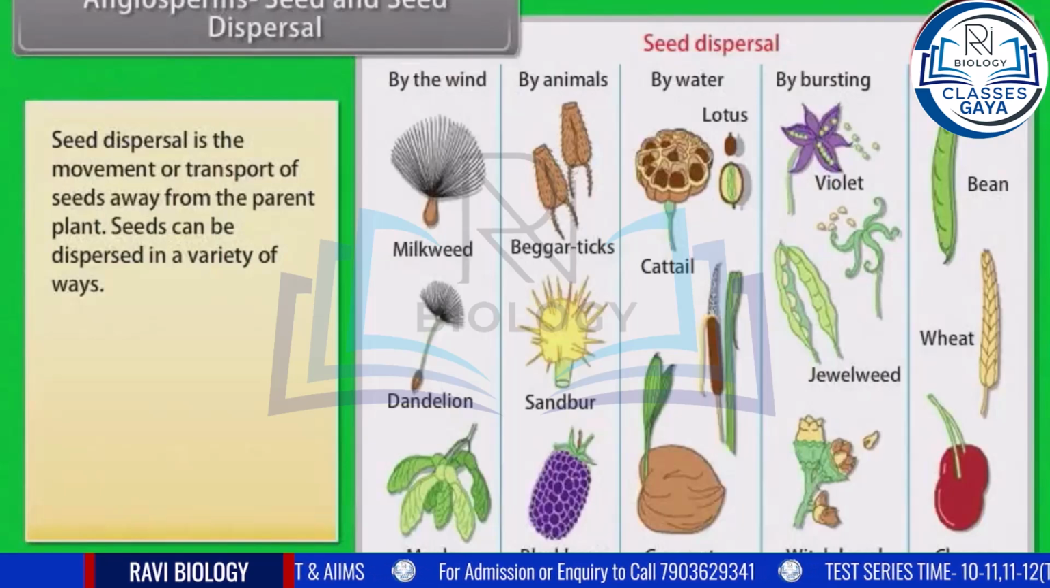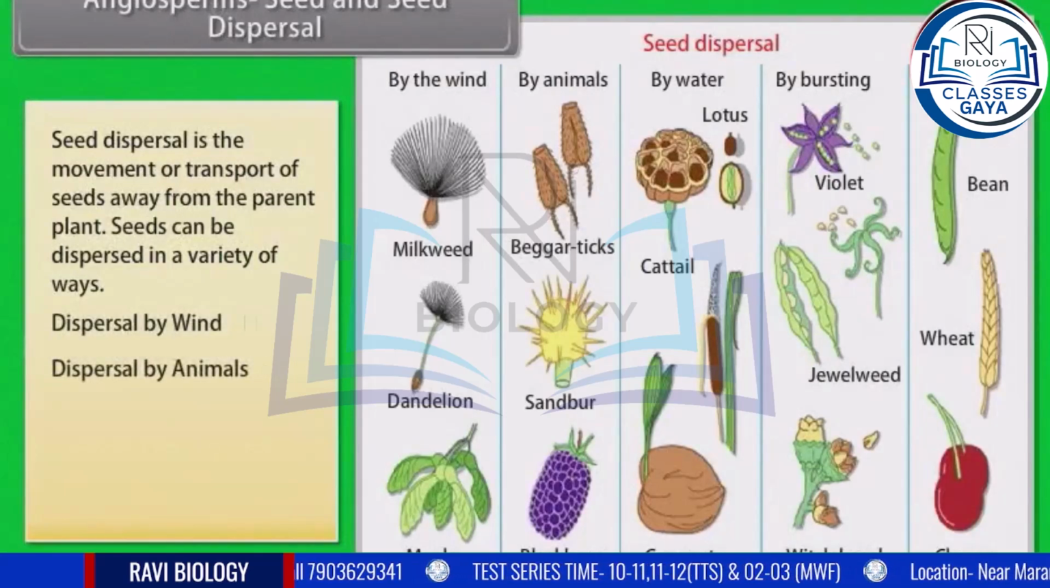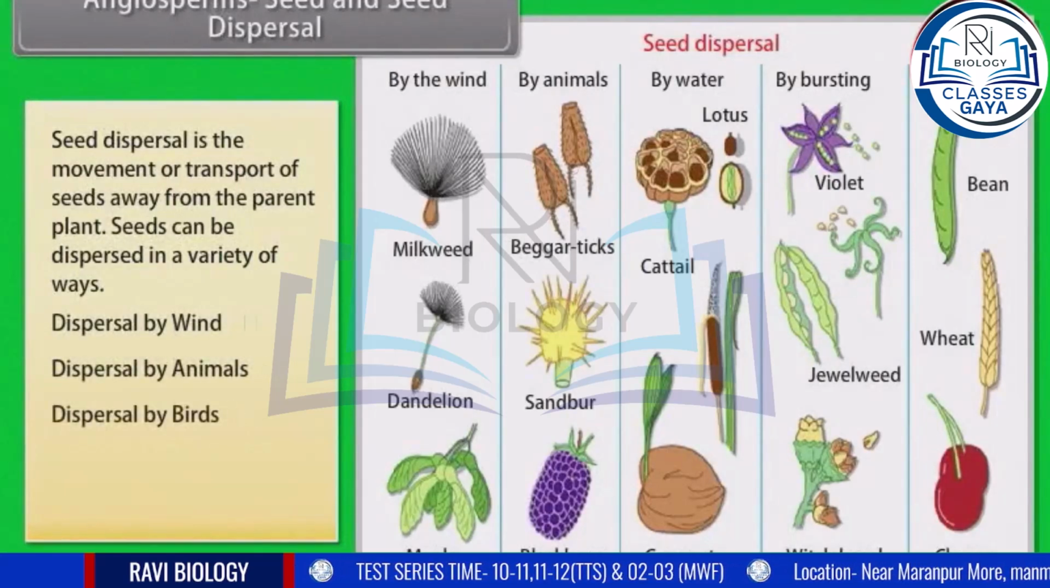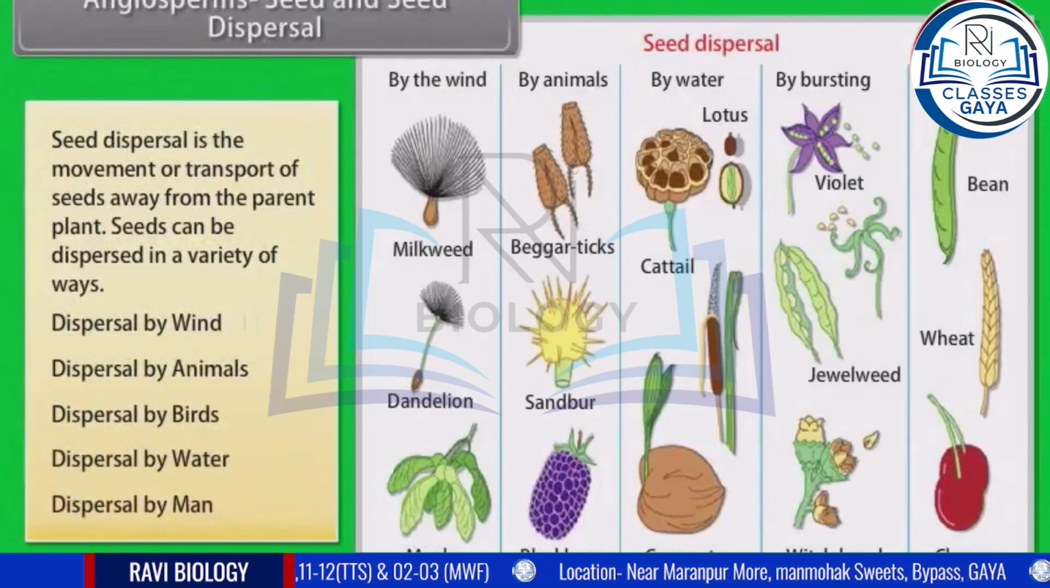Seeds can be dispersed in a variety of ways: dispersal by wind, dispersal by animals, dispersal by birds, dispersal by water, dispersal by man.